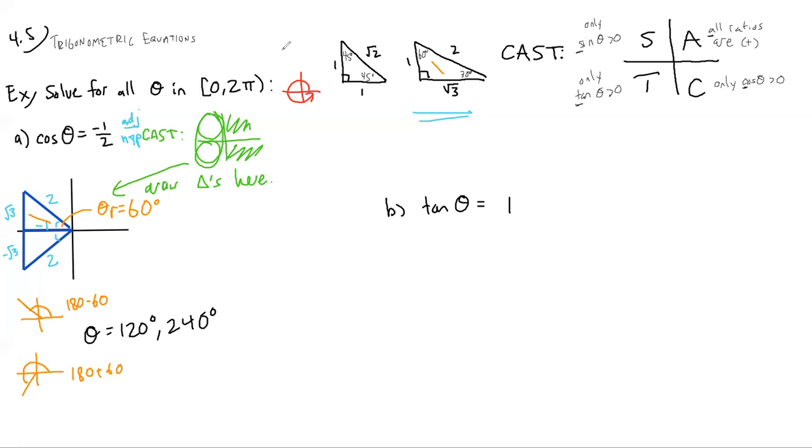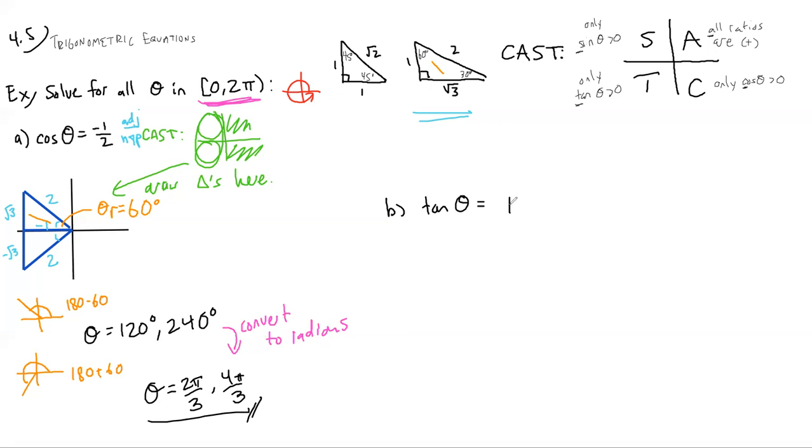It does specifically ask for answers in radians, so we should convert. So I will get theta is 120 is 2/3 of 180, so that'll be 2 pi over 3. And 240 is double 120, so it'll be 4 pi over 3. And so those are going to be my two answers for this.